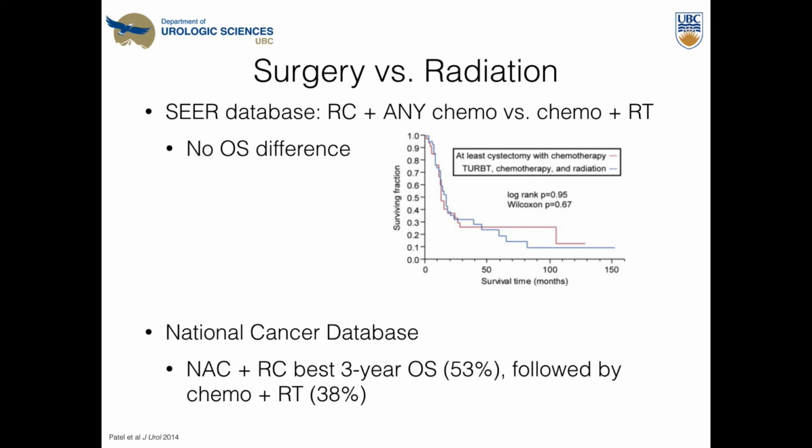And because we don't really know, some researchers turn to databases to see if there's any difference between chemotherapy with surgery and radiation for small cell bladder cancer. One study from the SEER database found no overall survival difference. You can see from the Kaplan-Meier curve there was no difference between cystectomy and chemotherapy versus chemo and radiation. Other researchers looked at the National Cancer Database in the States, and they actually did find a survival benefit for cystectomy and neoadjuvant chemo, and this was superior to chemo and radiation therapy.